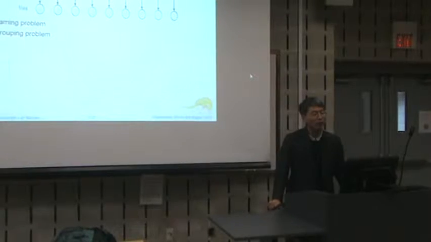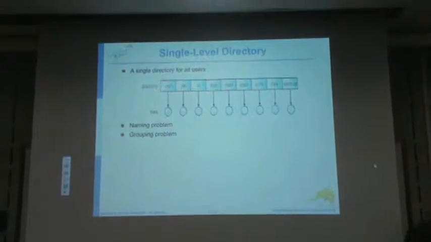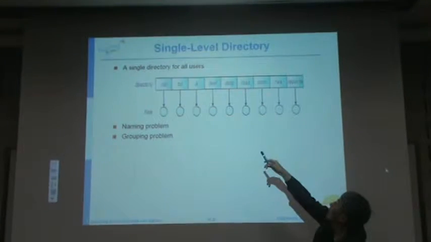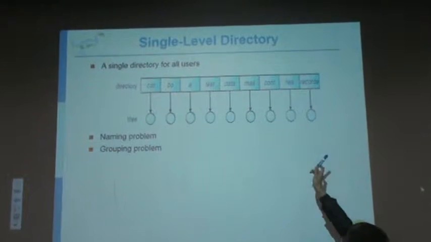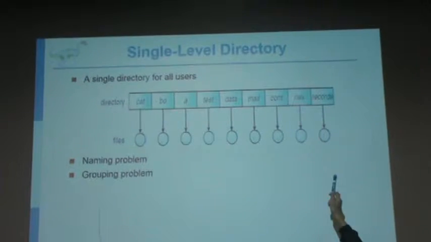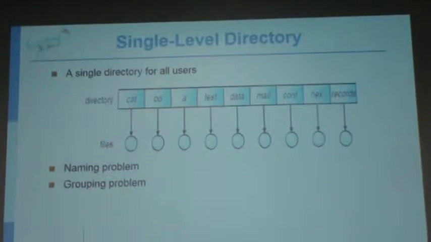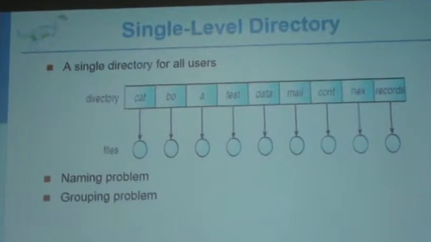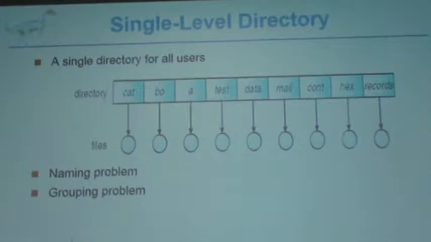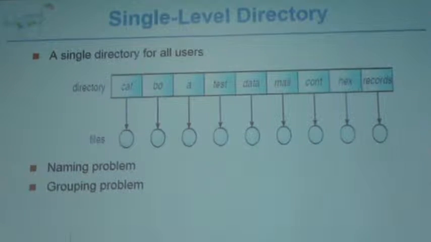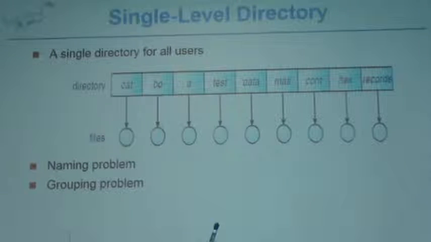So this is the single level directory structure for all the users. We have only one directory, one level of directory, with files like cat, bo, a, something like that. But all users will share this one. There might be a naming problem if a user wants to create a file with the same name in the same directory. You cannot create this.